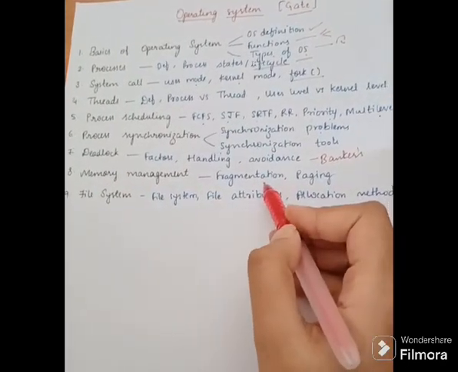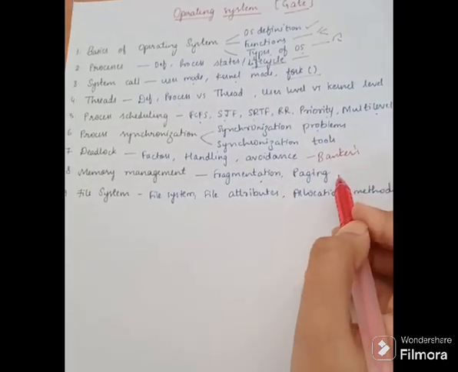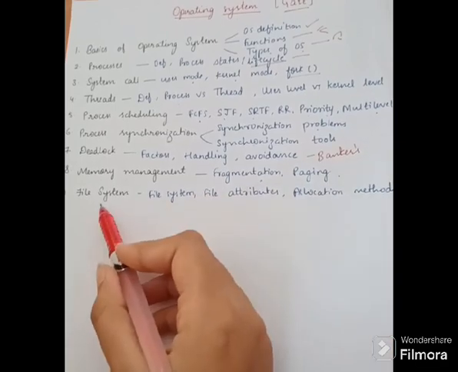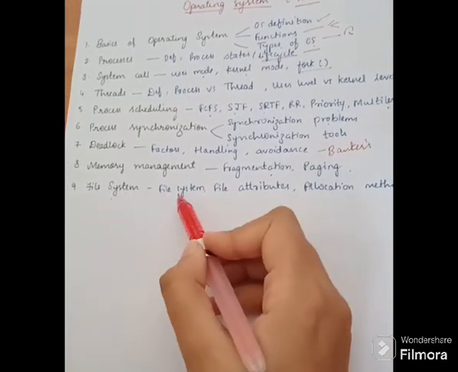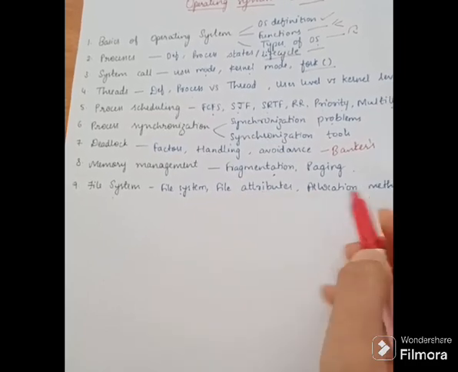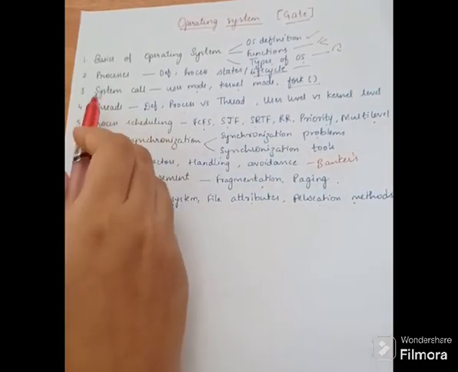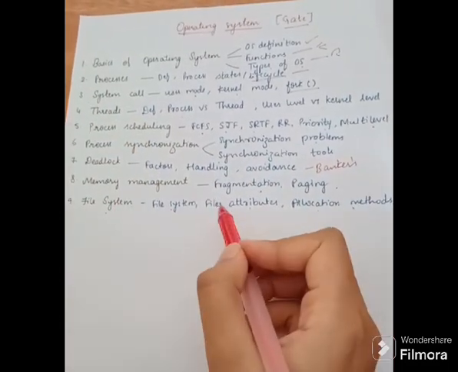Then comes memory management. What is fragmentation, what is paging, how can you avoid it, what are the various paging algorithms. And then comes the file system, how the files are arranged in the operating system, what are the different file attributes, what are the different allocation methods. So we'll be talking about each topic in detail in further videos.